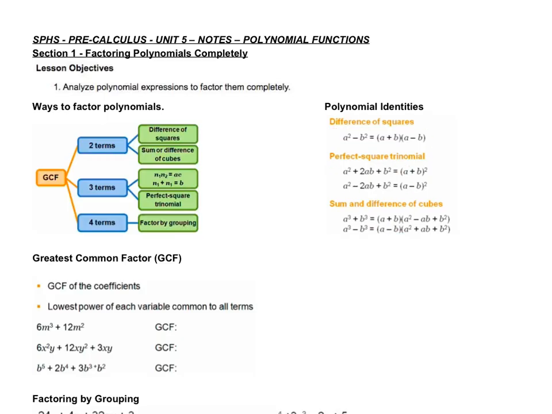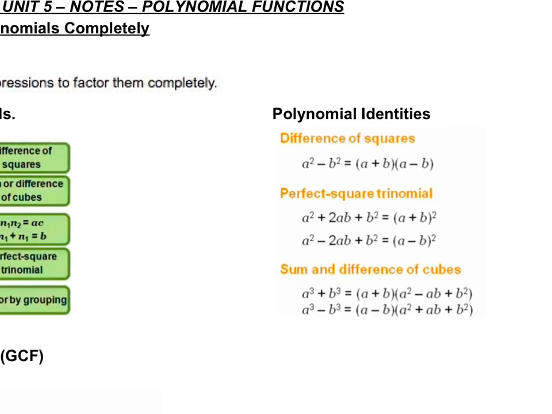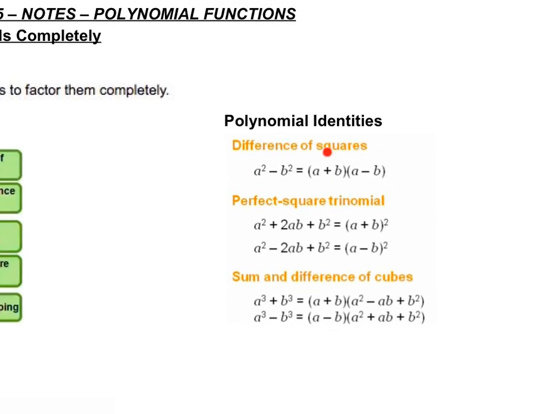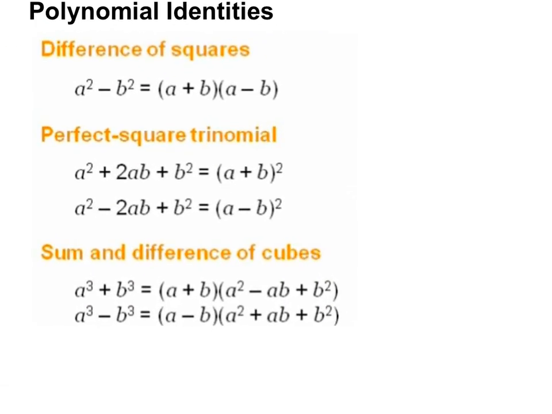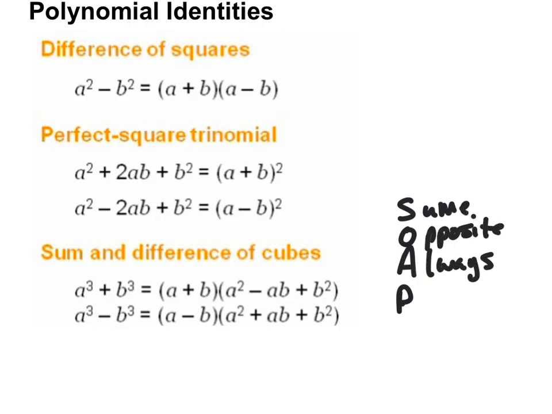The first of which is difference of squares. A squared minus b squared is equal to a plus b times a minus b. Perfect square trinomials we need to be able to identify, and same with the sum and difference of cubes. Now, when we're talking about this, I think of the acronym SOAP. SOAP stands for the same, opposite, and then always positive.